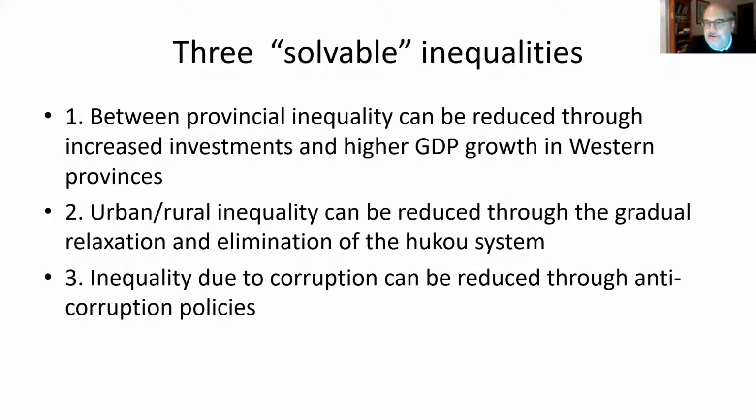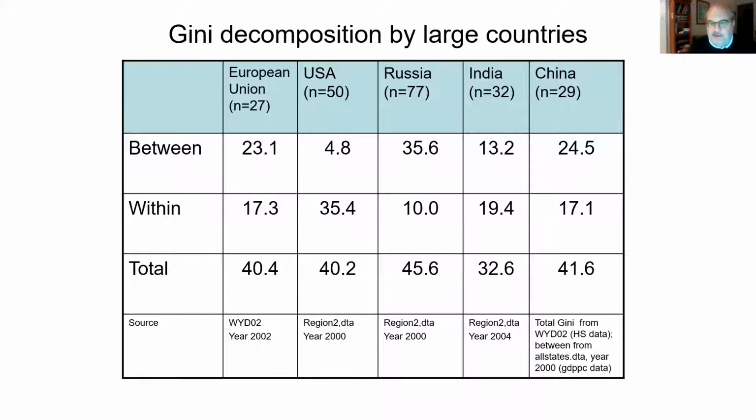And while it is not an easy solution, I think the solution is possible to envisage, and in that sense, it's solvable. The second one is rural and urban inequality, which is also a very large part of total inequality in China, but that could also be solved by easier movement of labor between rural and urban areas. And the third one, which is inequality due to corruption, which we see linked to the level of people's income, is also solvable through anti-corruption policies. So these are, in my opinion, three solvable inequalities. I'm not saying that they're easy to solve, but I think they're technically solvable.